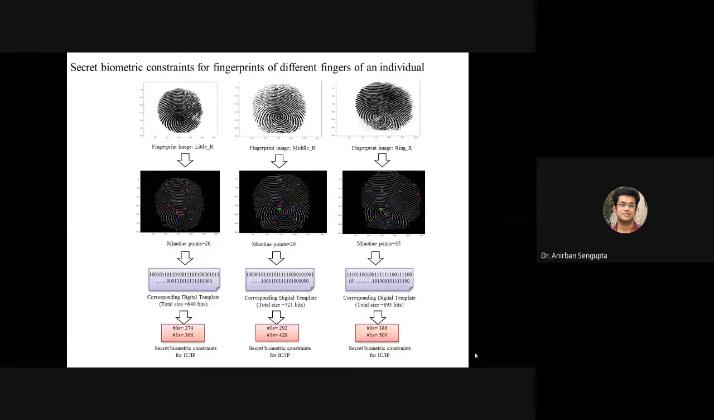A similar analysis can also be made for different fingers of one individual. Again, for the same person, different fingers have different minutia points and different digital templates, resulting in a different number of zeros and ones. That affects the security strength, which we call the probability of coincidence in technical terms, the security strength of the final hardware accelerator.